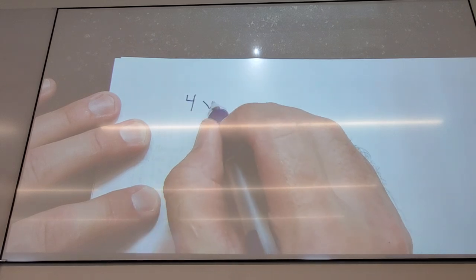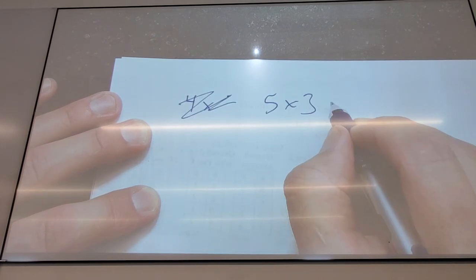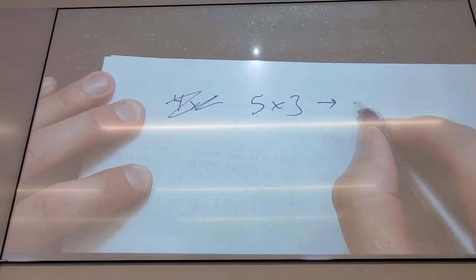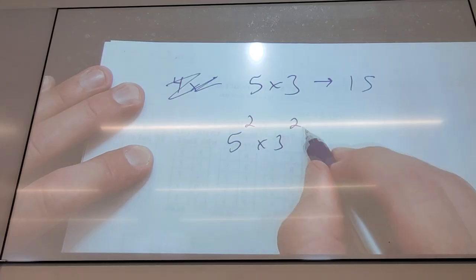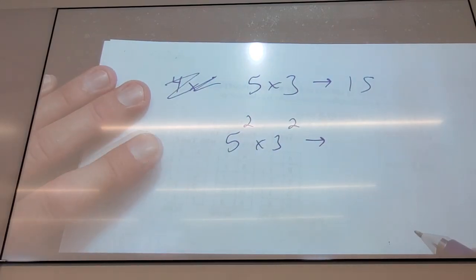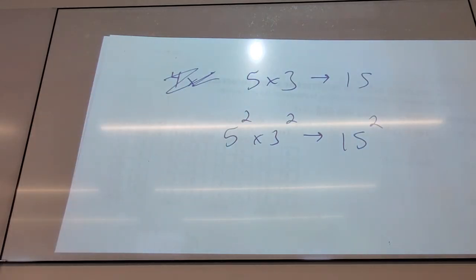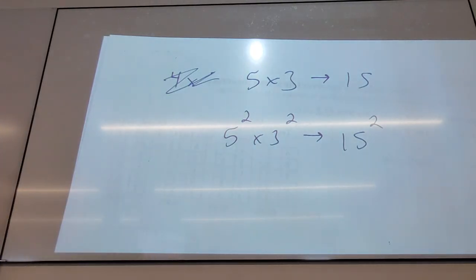Help me out, guys. How many, no, let's not use 4. Let's use, yeah. How many 15s can I make with a 5 and a 3? I can make 1 15. If I have 2 5s and 2 3s, how many 15s can I make? I can make 2 15s. Is everybody with me? Doesn't that just make sense? For every 5 and every 3, I can make a 15. So if I have 2 5s and 2 3s, I can make 2 15s.